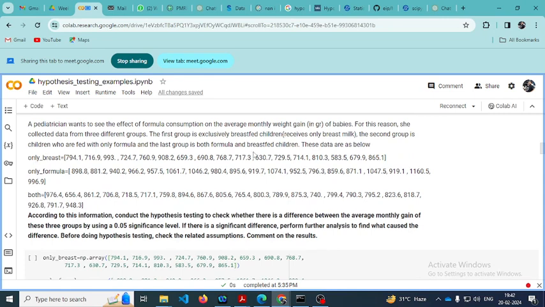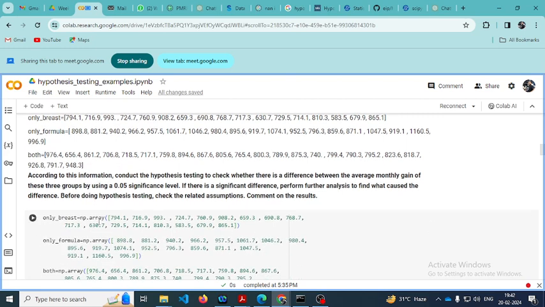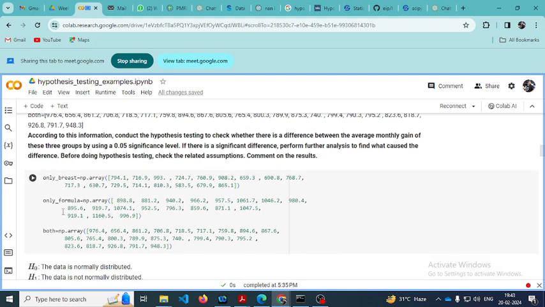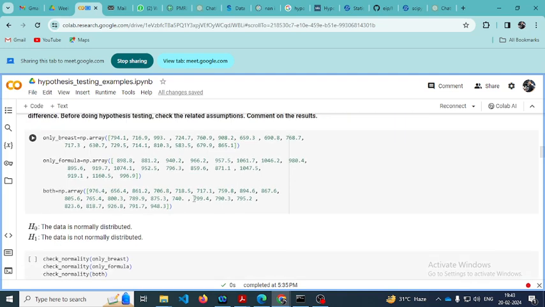This group of data you can consider as breastfed babies' weight. You are going to store these array values into a variable, and you can give it a name like only_breast. Another set of values is only formula. So like this, you can store the data in three different arrays.